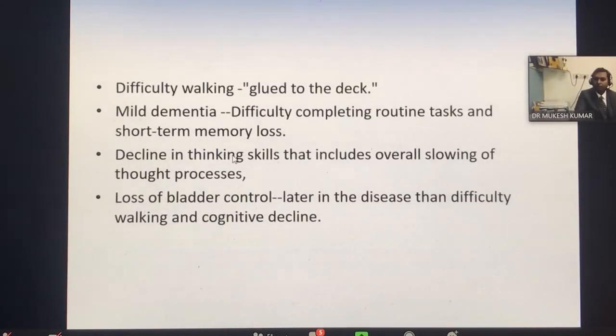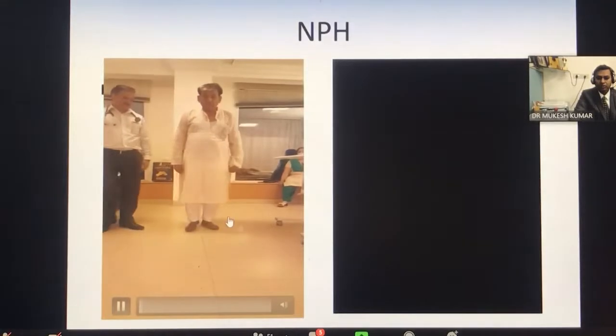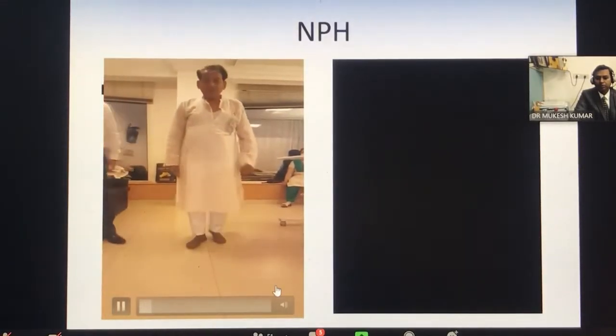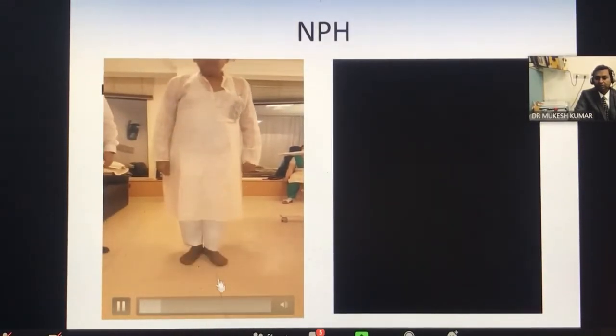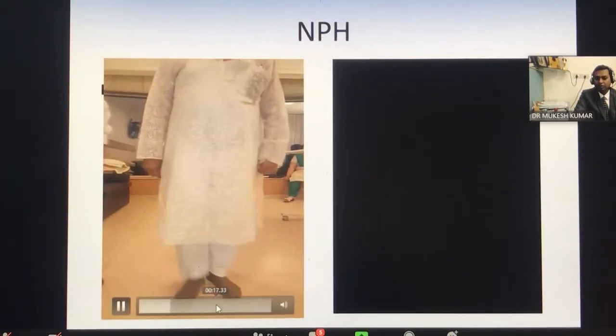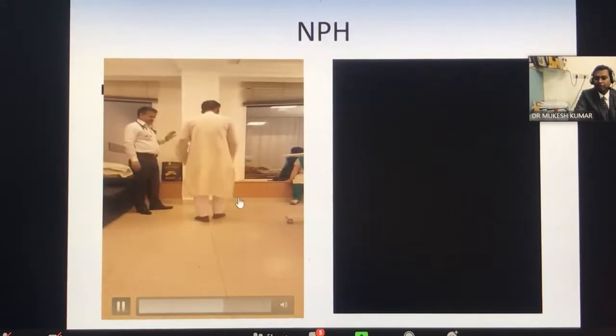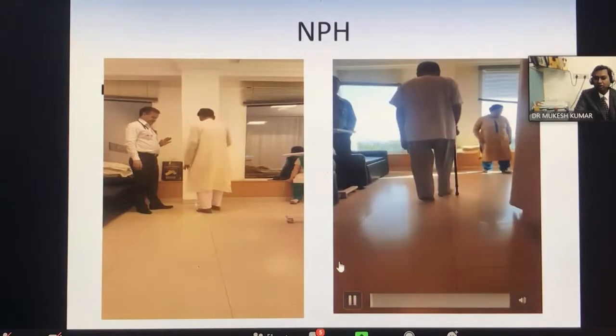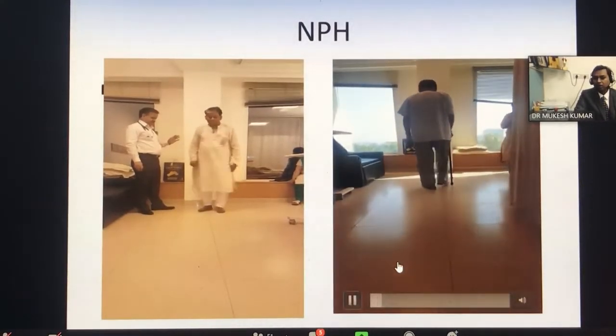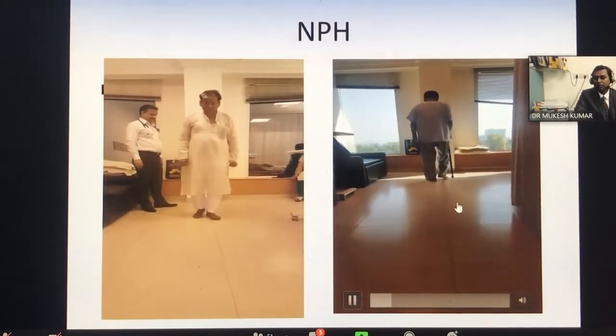There is some component of dementia, urinary incontinence, and there is a triad of cognitive decline, rapid decline in walking, as well as loss of urinary control. So this is one of the important examples. You can see the small steps. This is before the lumbar puncture, and see now, after the lumbar puncture, it recovers completely.